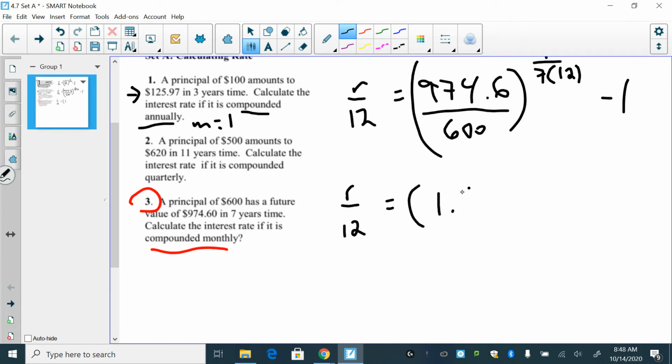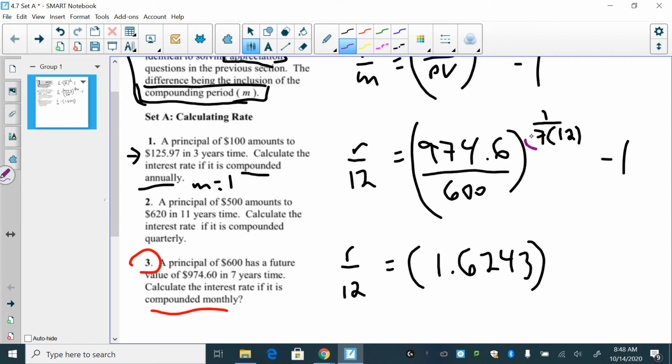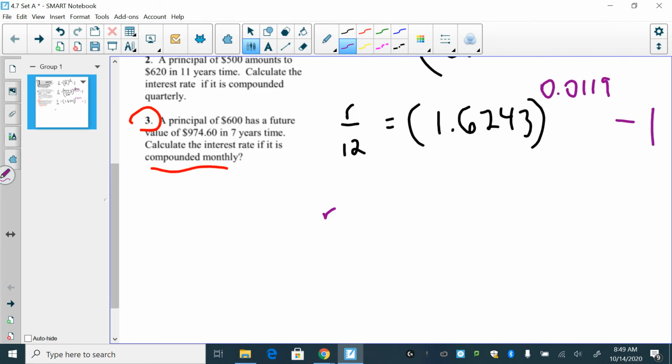So 1.6243. That's good enough. And then I'm going to do the 7 times 12. That's in the exponent. Okay, that's 84. So that's this part I'm talking about right here. And then I'm just going to do 1 divided by 84. Okay, so I'm going to write that decimal at least to 4 decimal places. So 0.0119. And then I have that subtract 1. Don't forget about that subtract 1. Okay, so I'm going to rewrite the r over 12. And then now I'm just going to work it out.